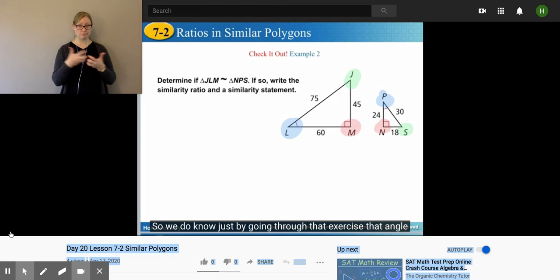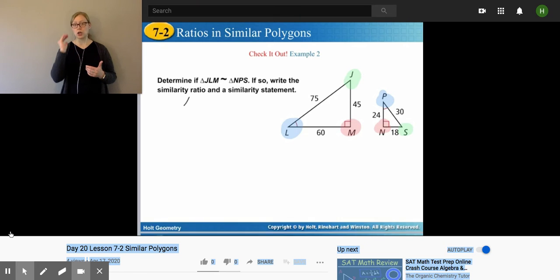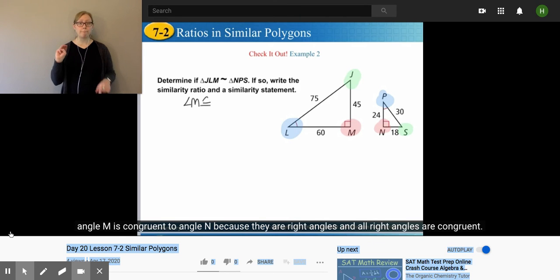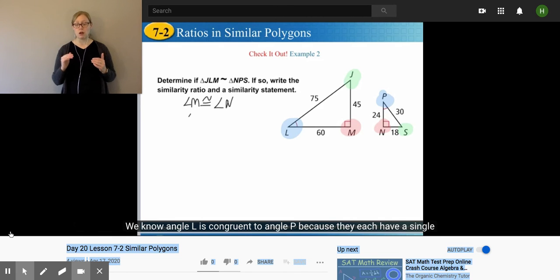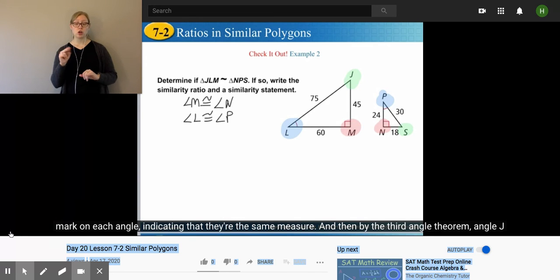So we do know just by going through that exercise that angle M is congruent to angle N because they are right angles and all right angles are congruent. We know angle L is congruent to angle P because they each have a single mark on each angle indicating that they are the same measure.